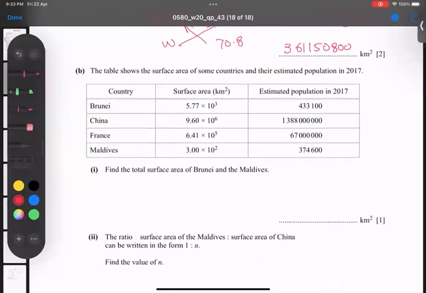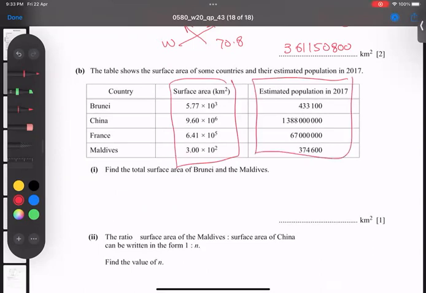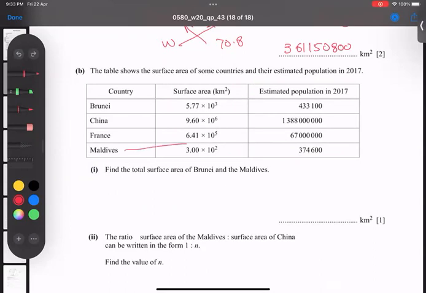The table shows the surface area of some countries and their estimated population in 2017. So this column is for surface area, this column is the population, and here we have a column of countries. No problem. The first part: total surface of Brunei and Maldives. So Brunei and Maldives are here, and I'm going to add them.